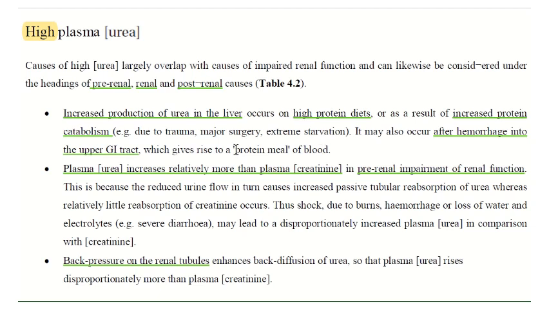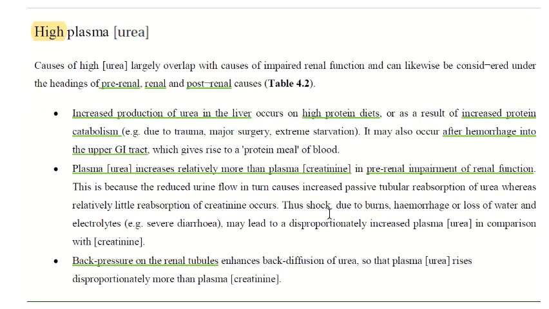وهذا يصير because the reduced urine flow in turn causes increased passive tubular reabsorption of urea, whereas relatively little reabsorption of creatinine occurs. Thus, shock due to burns, hemorrhage, or loss of water and electrolyte, for example severe diarrhea, may lead to a disproportionately increased plasma urea concentration in comparison with creatinine concentration.